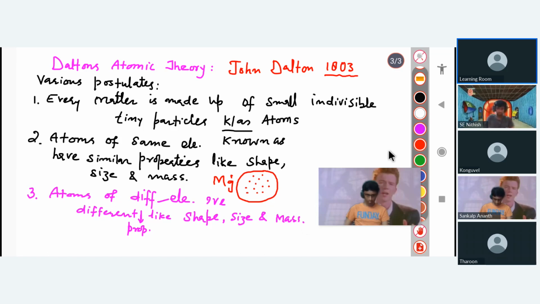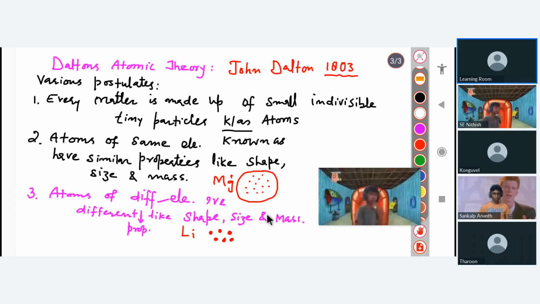For example, this was your magnesium. Now if I take lithium, lithium atoms will be, let's say, bigger than magnesium, so they have different shape, size, and mass. So here Dalton told that every matter is made up of atoms, the first postulate. Second, atoms of the same element have similar properties like shape, size, and mass. But atoms of two different elements will have different shape, size, and mass. This is the third postulate.